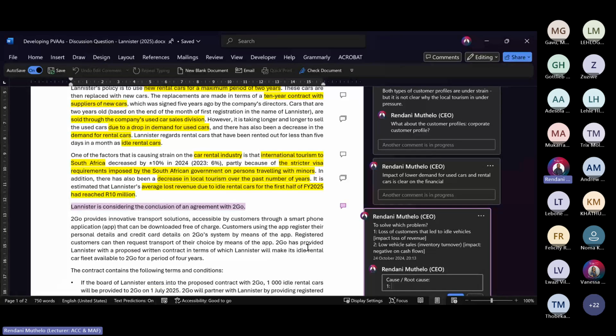Remember that we have to have a difference between the impact and the root cause. The root cause is, why is there even an oversupply? Why do I have an idle vehicle here? What is it that caused this? We go back to the former, because there's reduction in demand for rental. But why is there a lack of demand? Because we need to know the root cause. Why is there a lower demand?